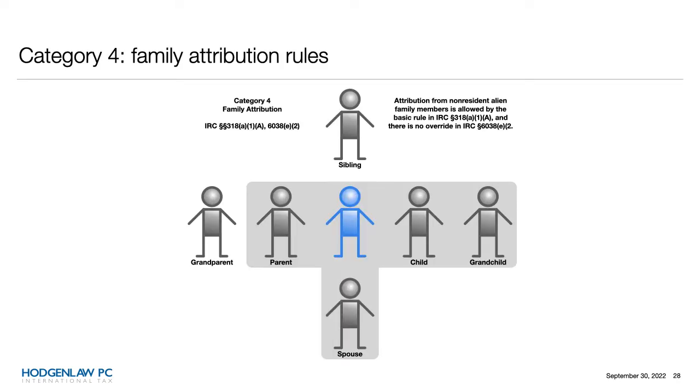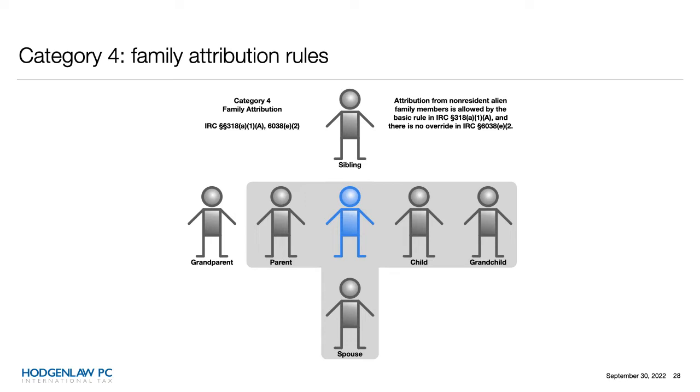Again, let's start with family attribution. So the easiest way to see how things change dramatically from one set of attribution rules to the next is by comparing the little picture of the family attribution rules that you remember for categories 2 and 3 to the family attribution rules for category 4. So remember, for categories 2 and 3, there was attribution from grandparent to the little blue stick figure in the middle. There was attribution from sibling to the little stick figure in the middle.